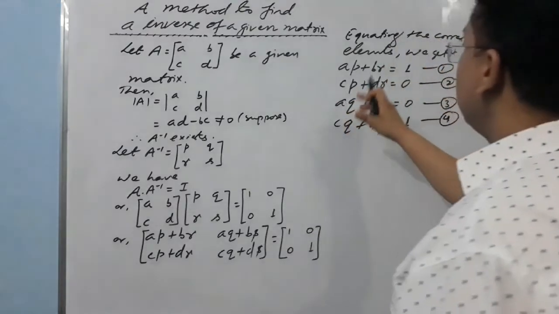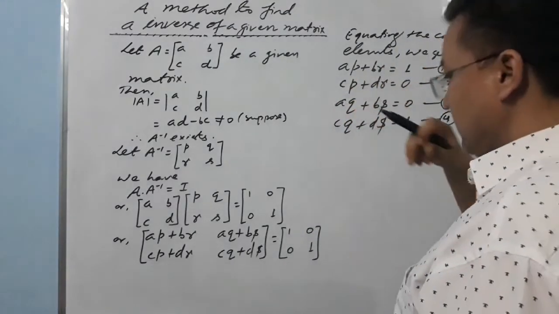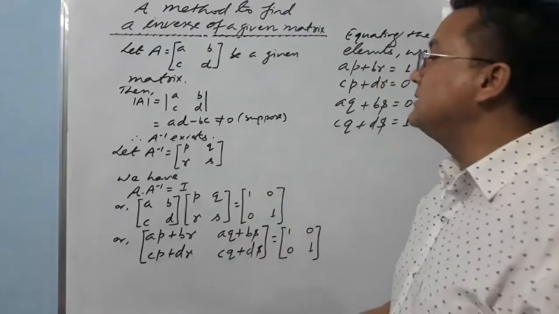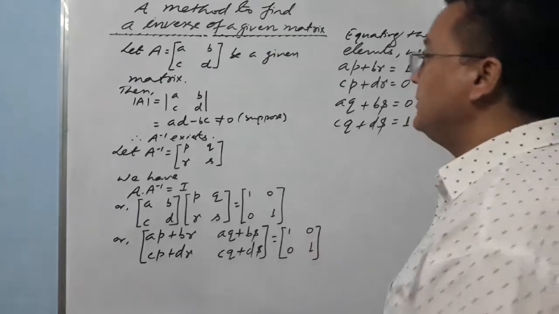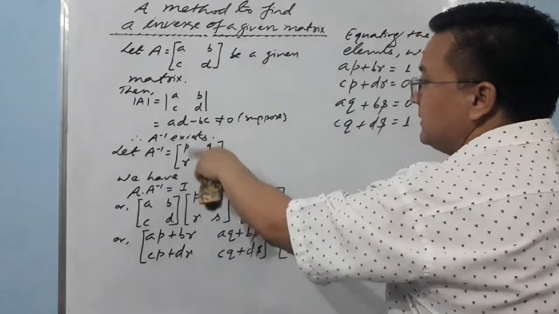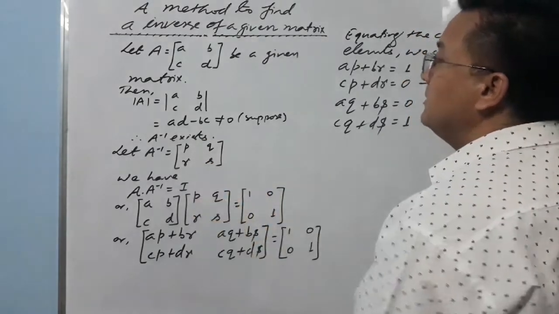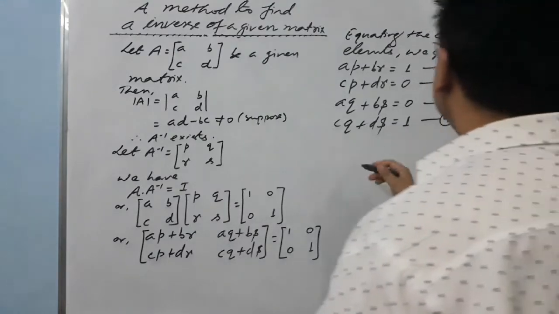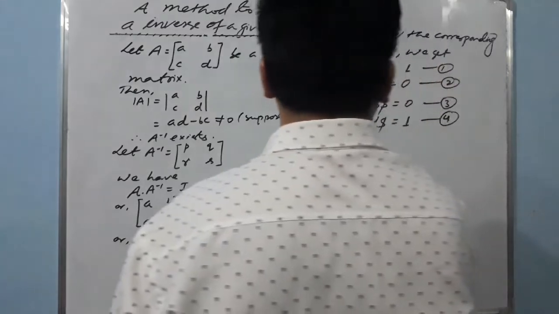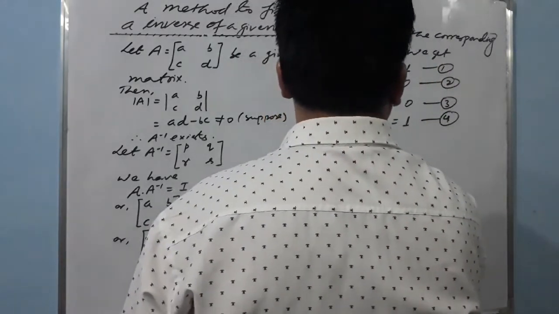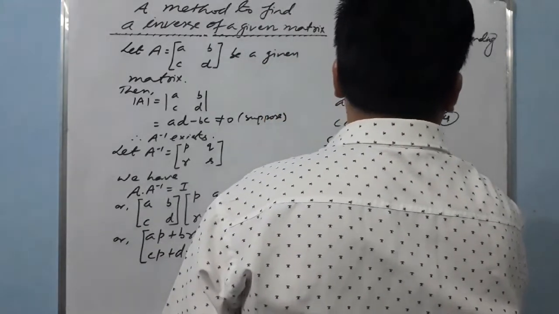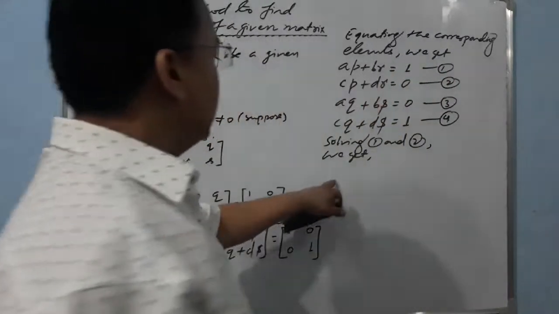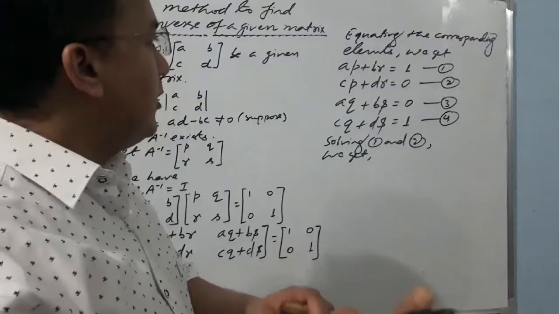Now we will solve. We have to find the values of P, Q, R, S, because we want to find the elements of A inverse. These are supposed elements, not the actual elements of A inverse. We have to find them in terms of A, B, C, D. So let's solve. Solving equations 1 and 2, I will write directly, but I will tell you how to find it.